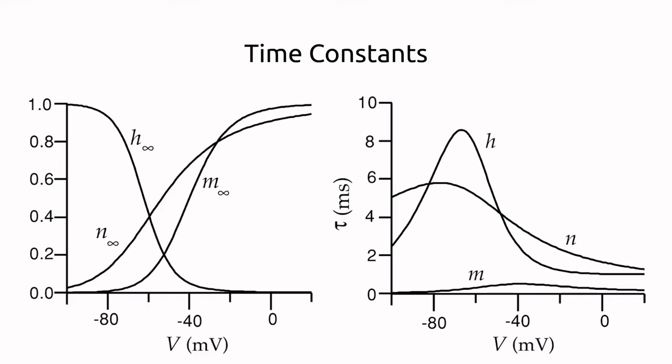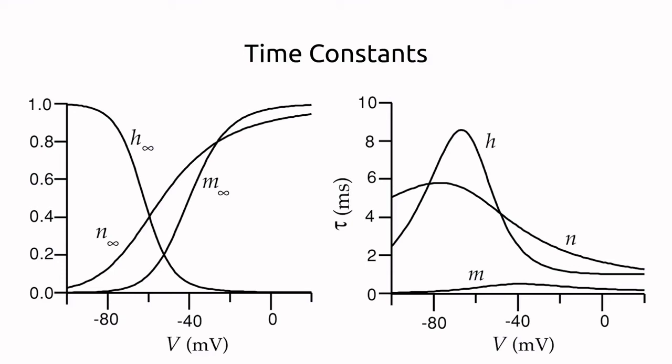But because both tau of H and M are large, the voltage does not immediately settle on the equilibrium point, right? N and H can't respond quickly to changes. So there will be some overshoot if the potassium channel is open too long and the sodium channel is closed for too long, and that will cause the membrane potential to overshoot past minus 65 millivolts, which is what we saw in the previous slide.